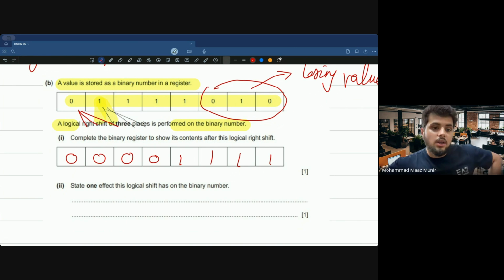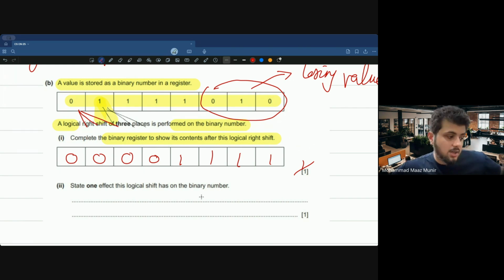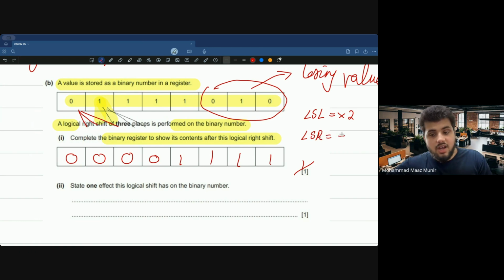Okay. So now this was basically the first part, right? Can you complete the binary register to show its content after this logical right shift? So I just performed a basic right shift and I get 1 mark. Now it says state 1 effect this logical shift has on the binary number. Now, if you remember, we discussed one thing. When we perform a single logical left shift, what's going to happen? The value will get multiplied by 2. It's going to get doubled. But if I perform a logical shift on the right side, what's going to happen? The value will get halved. It's going to get divided by 2.